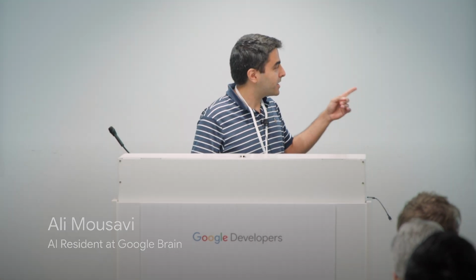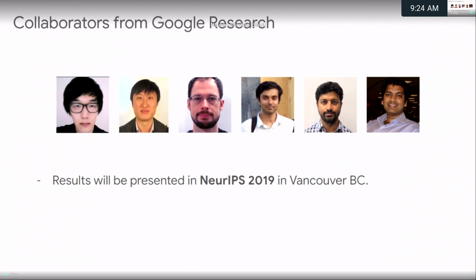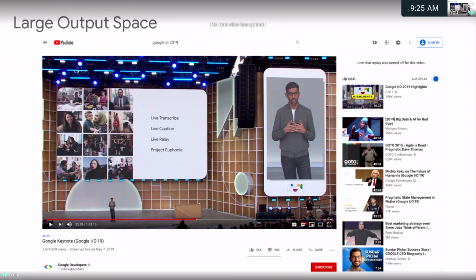Today, I'm going to talk about embedding-based classifiers for large output spaces. Before I start, I should mention that this was a joint effort with a bunch of great collaborators from Google Research. I would like to tell their names right now. So Xuan Guo, Xiang Wang, Dan Holtman, Sashank Reddy, Satyen Kale, and Sanjiv Kumar. And the results that I'm going to present today will also be presented at NeurIPS 2019 in December in Vancouver, BC.